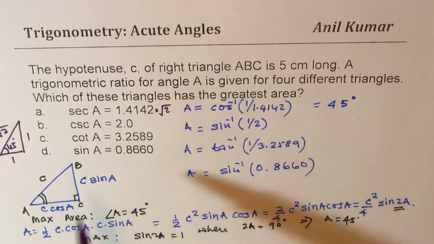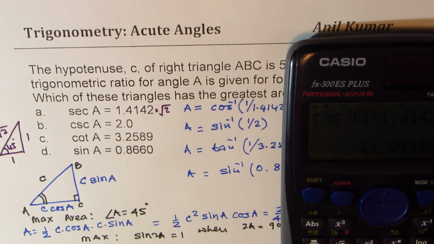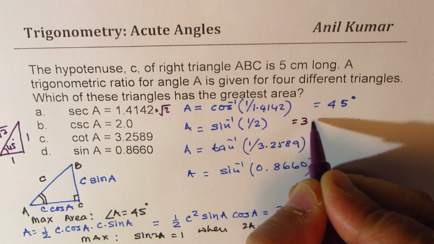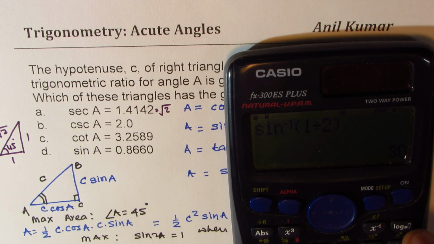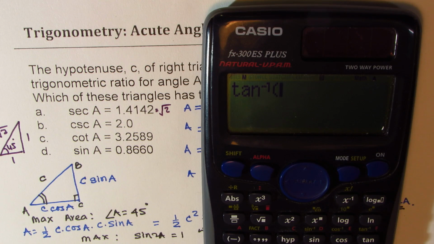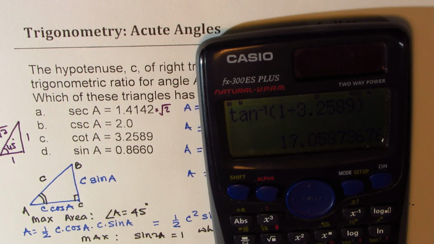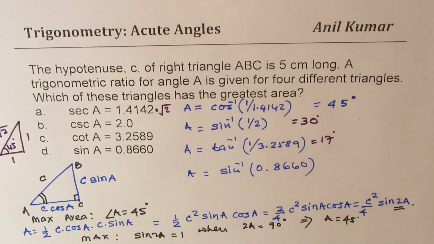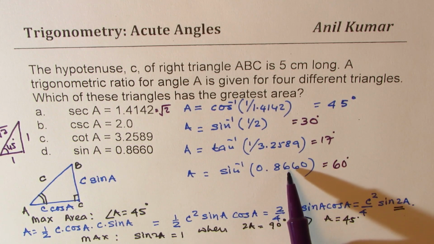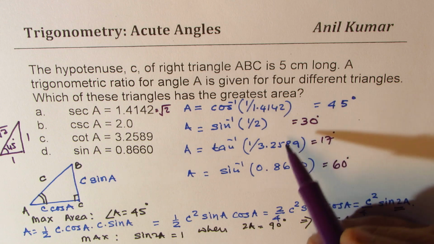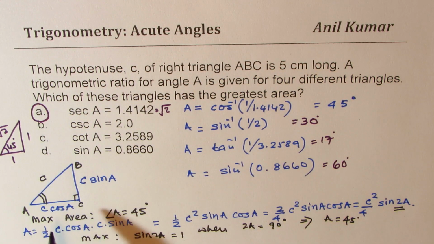Well, sine inverse half you also know from a special triangle, but now let's calculate them all. So we have shift sine inverse of 1 divided by 2, which is equal to 30 degrees. Here we have shift tan inverse of 1 divided by 3.2589 equals 17. And the last one here is sine inverse of 0.8660, which is 60 degrees. This is square root 3 over 2. Okay, so we get all these angles, and clearly the first one is closest to 45 degrees. In fact, it is 45 degrees. So that should give you the maximum area.